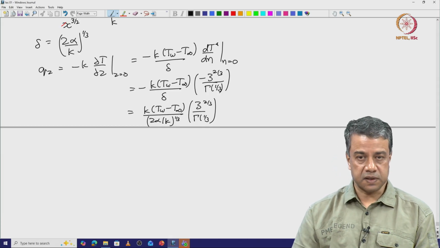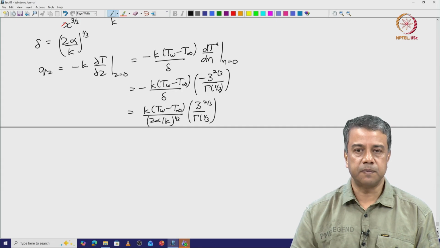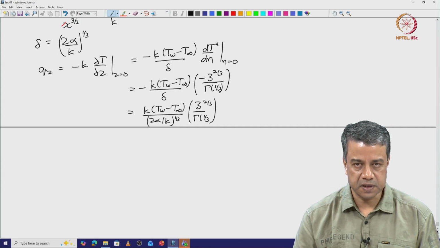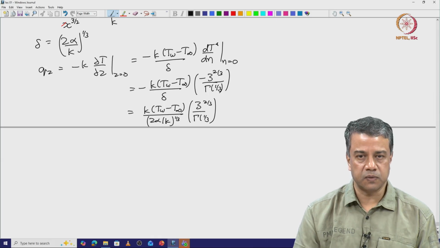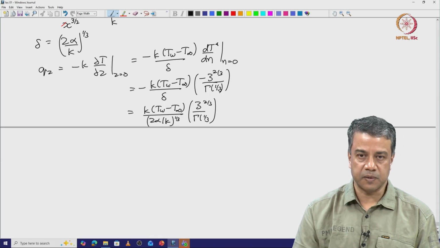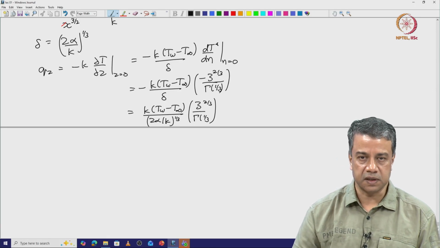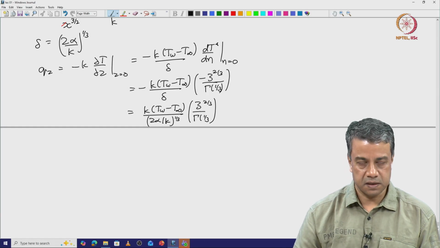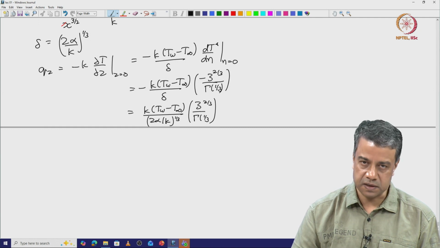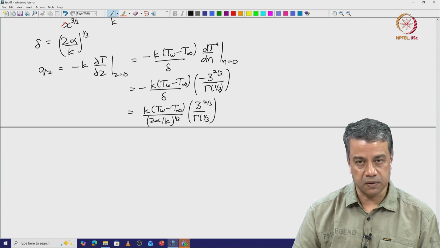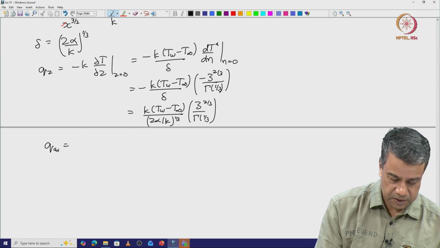So this is the heat flux. In this case, the heat flux is a constant. For the flow past a flat plate, the boundary layer thickness increased as x power 1/3. Heat flux decreased proportional to x power minus 1/3, because it goes as the temperature difference by the boundary layer thickness. In this case, the boundary layer thickness is a constant, and therefore the heat flux is a constant, which is also equal to the average value of the heat flux. So Q average is also equal to the same thing.